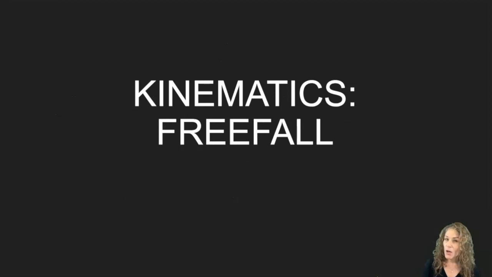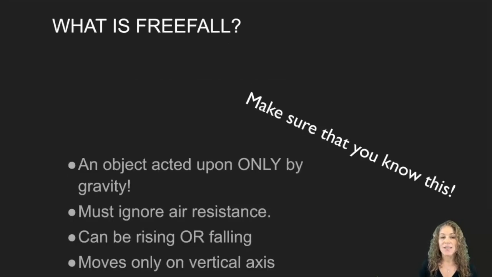So let's talk about a very specific example of an accelerating object. We're going to discuss free fall as a special case. It applies to only one particular type of problem, but it comes up so frequently that it's really worth spending a few minutes discussing. Free fall is defined as an object acted upon only by gravity. There can't be anything else touching the object. We always ignore air resistance.